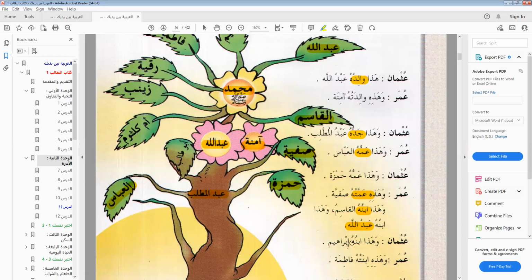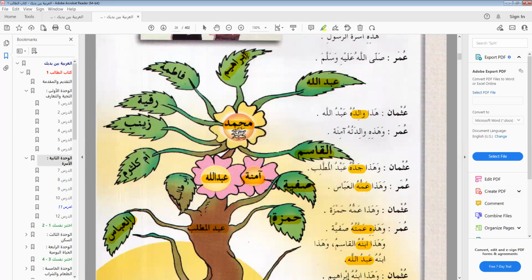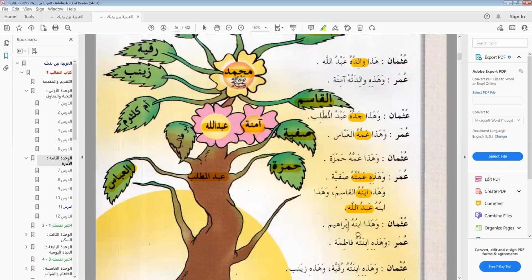Wahadha ibnuhu Ibrahim. And this is the third son. So like we know, the Prophet had 3 sons and 4 ladies. Then Wahadha, this is Ibrahim. You can see when he was about to mention the sons, he used Hadha ibnuhu. But when it got to the ladies' turns, he says Wahadhihi ibnatuhu.